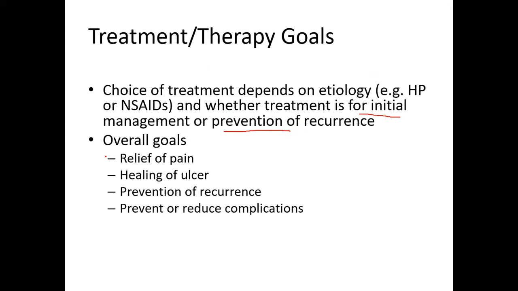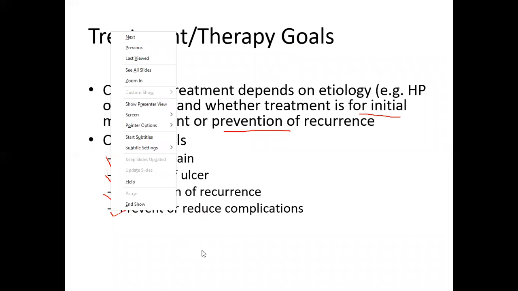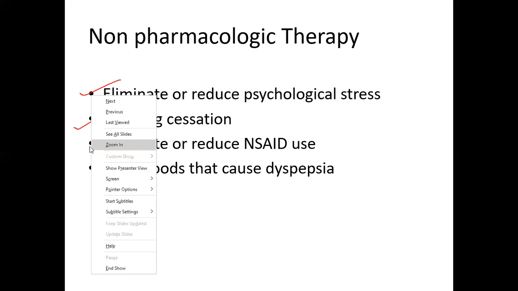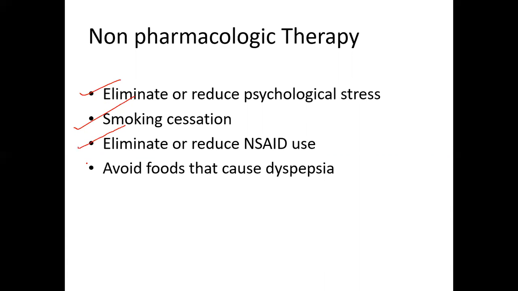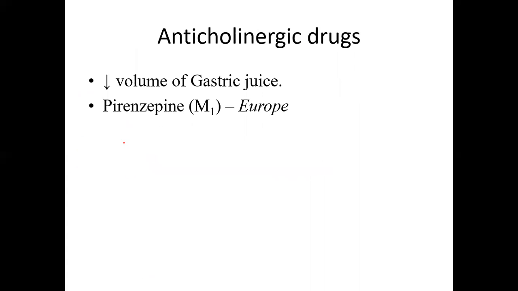So the overall goal of this particular drug is we would like to relieve pain, we would like to heal the ulcer, we would like to prevent recurrences, and to prevent or reduce complications that are there with this particular peptic ulcer. So first, obviously, because we are talking about drugs, non-pharmacological therapy does have its own role. This non-pharmacological therapy is: you should reduce the amount of stress, smoking cessation, reduce the use of NSAIDs, and avoid foods that cause dyspepsia. So all these things are possible if we try to follow it.